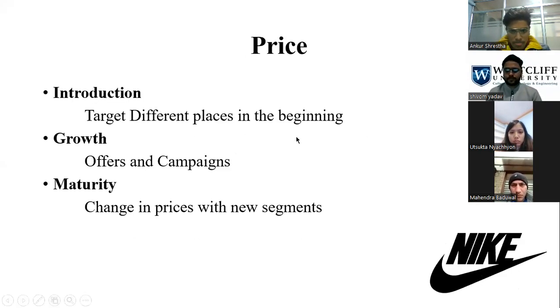So in the pricing part, Nike's pricing strategies should be different according to the location. For example, because the purchasing power is different according to the geographical locations. People of the United States have higher purchasing power compared to people in Nepal. So Nike should price their products accordingly.